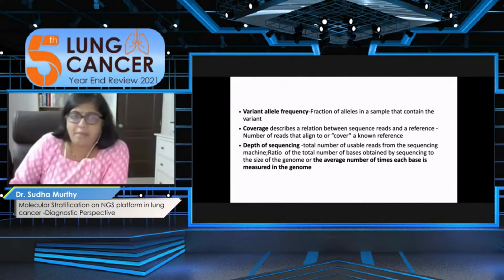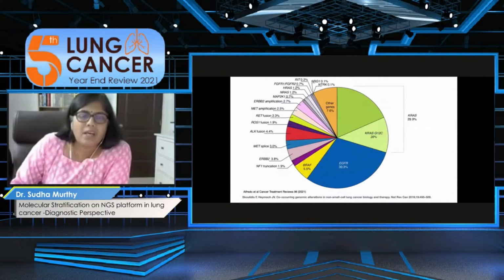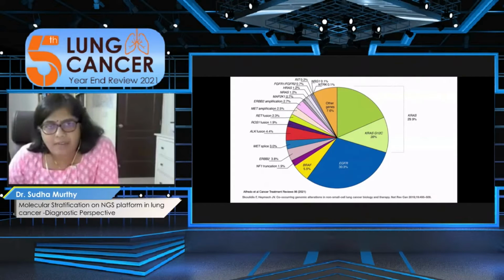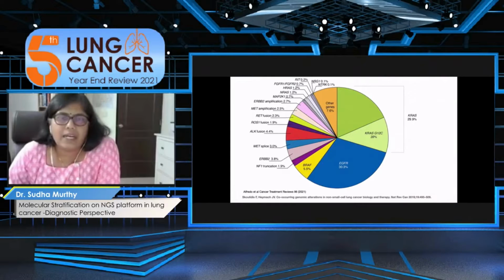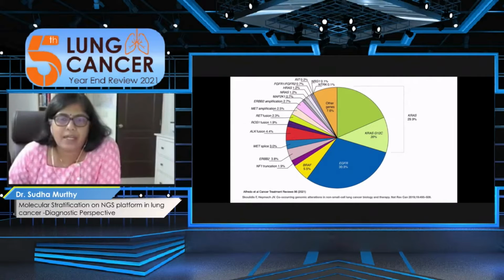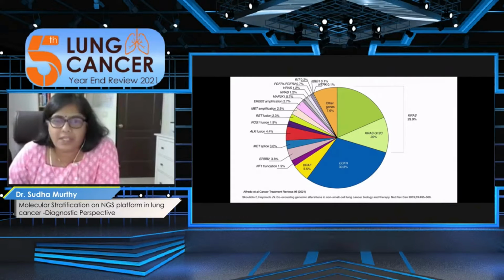In the interest of time, I will not discuss all these, but this is a recent paper which shows that there are ever increasing targets which are now being worked upon by the different pharmaceutical companies to find out appropriate drugs, and the predominant ones, as Dr. Deepak Mishra said, were KRAS and EGFR.